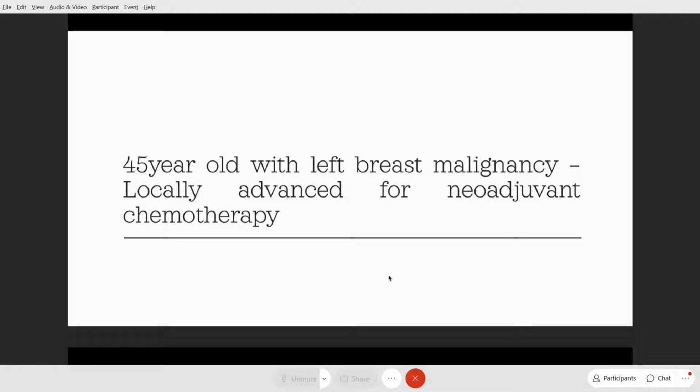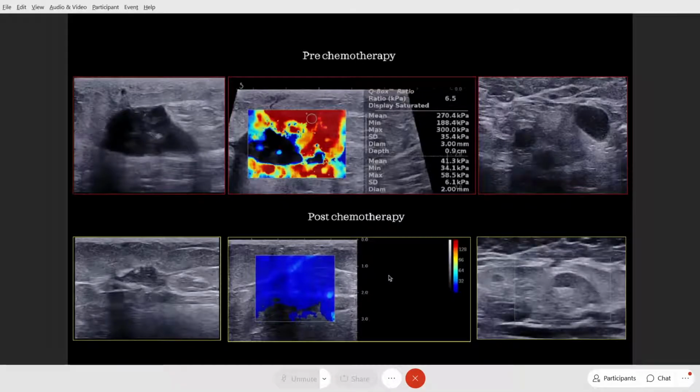A 45-year-old lady with left breast malignancy. She is locally advanced, for neoadjuvant chemotherapy. As we already saw, the value of elastography in assessing chemotherapy response. So this is the pre chemotherapy image. You can see an irregular lesion with very high elastography values and abnormal lymph nodes. And this is the post chemotherapy. The lesion has almost shrunk, but elastography values are very, very similar to the adjacent parenchyma and the fat, and even the lymph nodes are near normal.